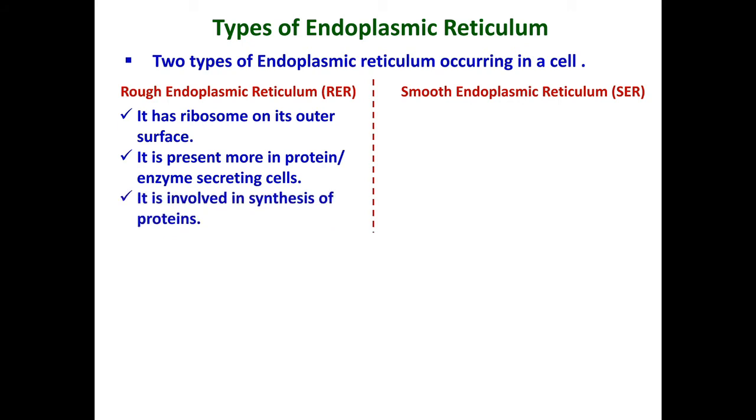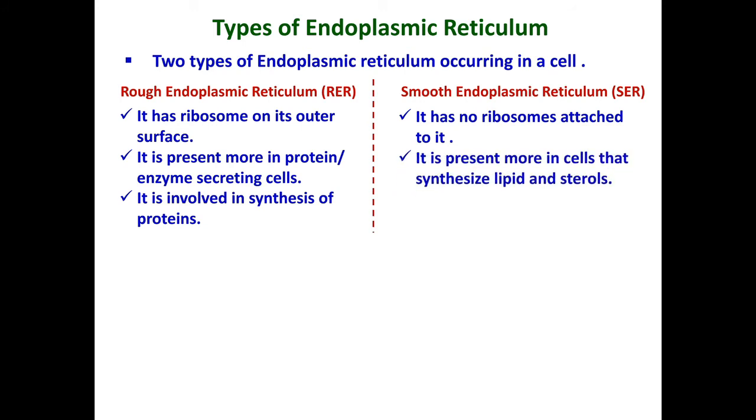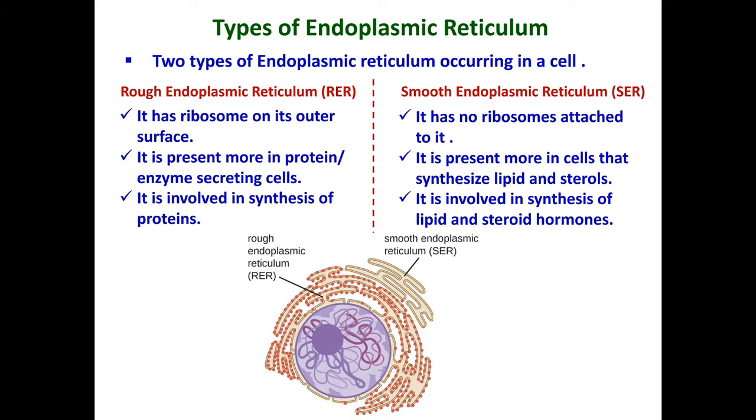If we talk about the smooth endoplasmic reticulum, smooth endoplasmic reticulum has no ribosomes attached to it, so their surface is very smooth. It is present more in cells that synthesize lipid and sterols. So it is involved in the synthesis of lipid and steroid hormone. From the diagram given in front of you, you can easily identify rough endoplasmic reticulum and smooth endoplasmic reticulum. Rough endoplasmic reticulum has ribosomes on its outer surface, whereas smooth endoplasmic reticulum has no ribosomes on its outer surface.